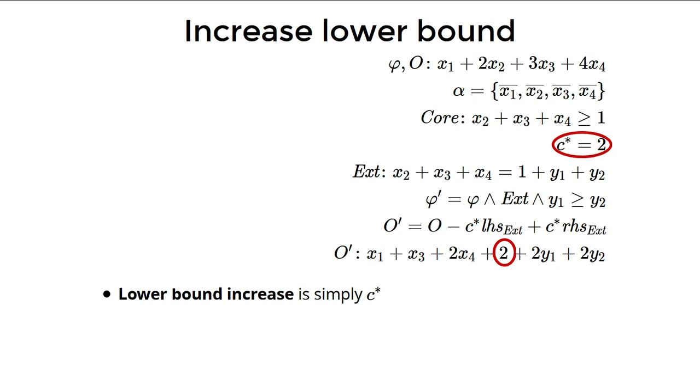In fact, c star is a lower bound to this reformulated objective function. Crucially, the reformulated objective is not fundamentally different from the original one. It is only rewritten with some new variables. As a result, its lower bound extends to the original objective as well.